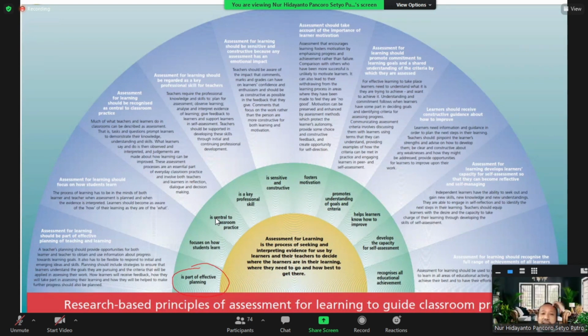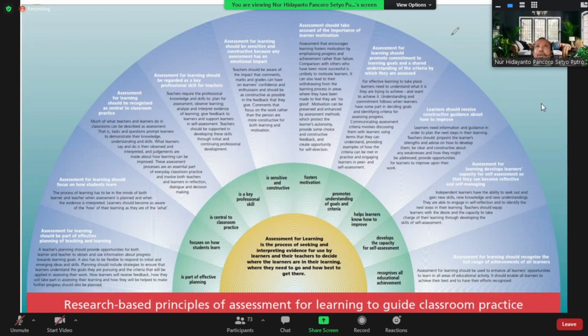The next point is that assessment for learning should be sensitive and constructive because it has emotional impact. Bapak Ibu, I still remember that my supervisor told me, Nur, my supervisor's master degree was from Harvard, and her PhD degree was from Columbia, and she worked like 15 years for ETS yang membuat TOEFL itu. And then one day she told me, Nur, US itu hampir tidak ada nilai B plus atau B. Yang ada hanya A dan A minus. And then she asked me, kok bisa kayak gitu, kira-kira kenapa, Nur? And then I answered, because they are generous.